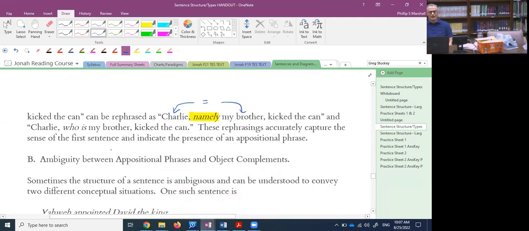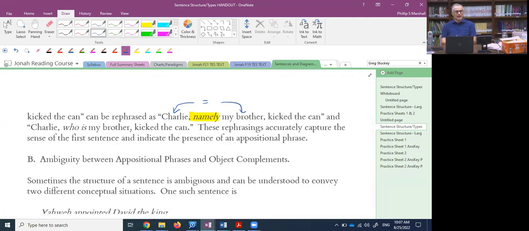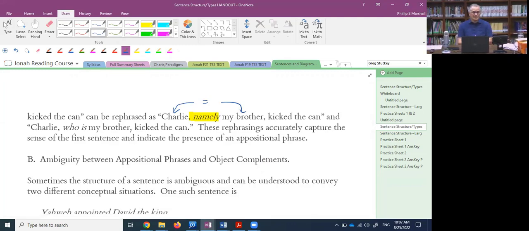Same thing. All right, so rephrasing this way can be a helpful tool in capturing the sense of the sentence when there's apposition. And if you do that, but it doesn't make sense, then you don't have apposition and you have to find some other role for that second noun. Okay. So that's an issue.